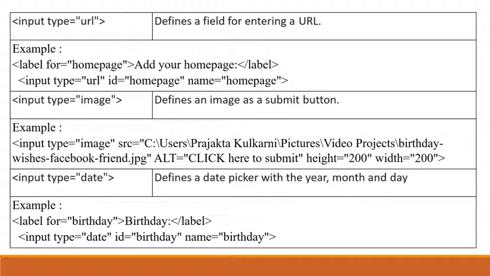For example, label for birthday. So here my field name is birthday, and then close it with slash label. Input type is equal to date, ID is equal to birthday and name is equal to birthday. So here, on the right hand side of the text box, a date picker will come from which you can select the date, month and the year.